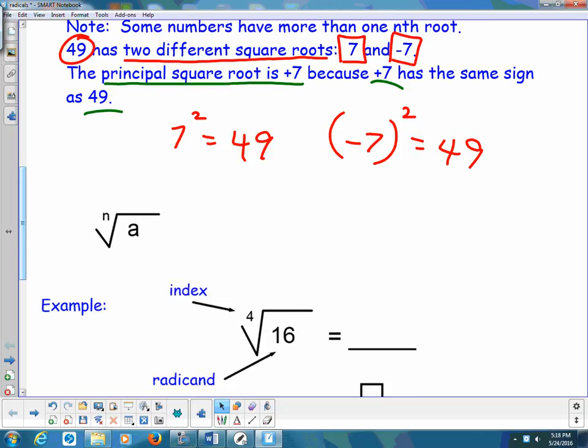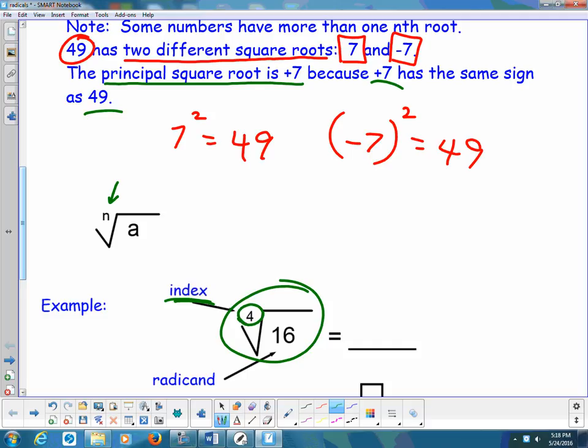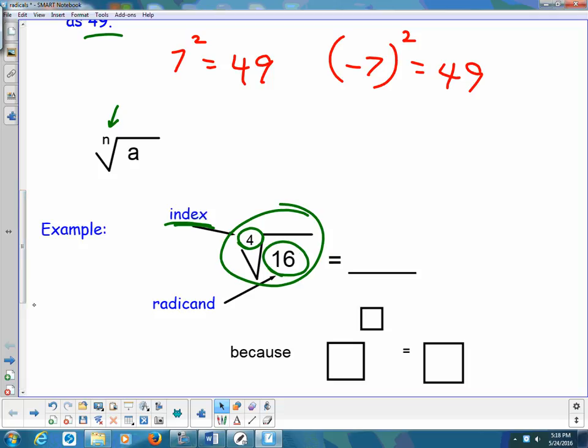So here's our notation for a square root. We use this symbol. This little number here is known as the index, right? So in this example here, I've got 4th root of 16. That's how we read that. The 4 is the index, and the radicand would be 16. Well, what is the 4th root of 16? Well, the 4th root of 16 is going to be equal to 2. Why? Because 2, when raised to the 4th power, is going to give me 16.